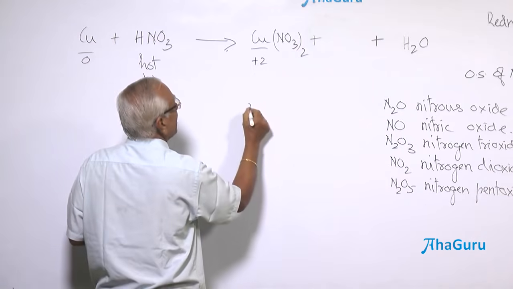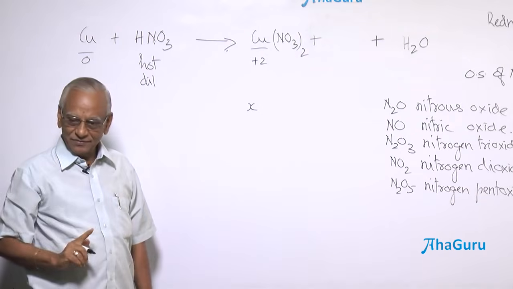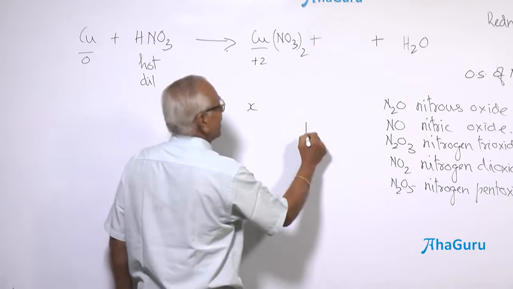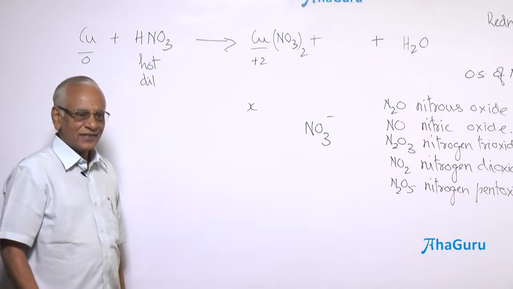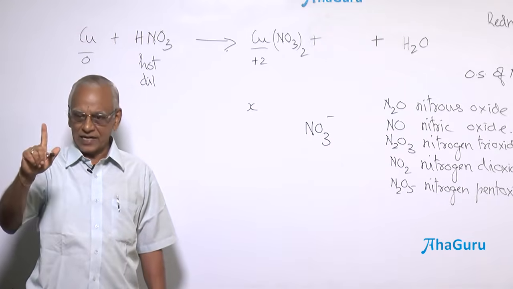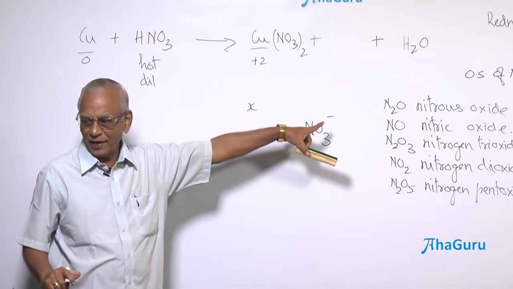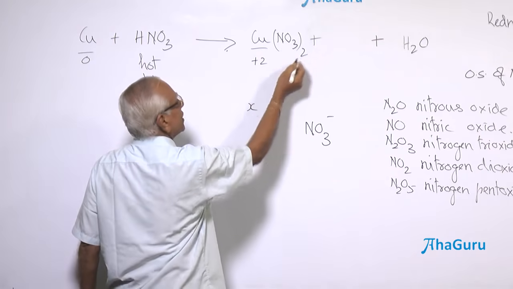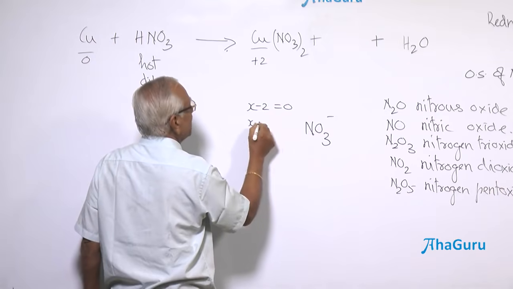For copper, let me take X here. I have to take nitrate as one entity. What is the valency of nitrate? How do you write nitrate? NO3 minus. So, we have to take the oxidation state of nitrate as one single entity. Therefore, what should be the oxidation state of nitrate here? -1. How many nitrates are there? 2 nitrates here, -2. X minus 2 equal to 0. X is equal to +2.